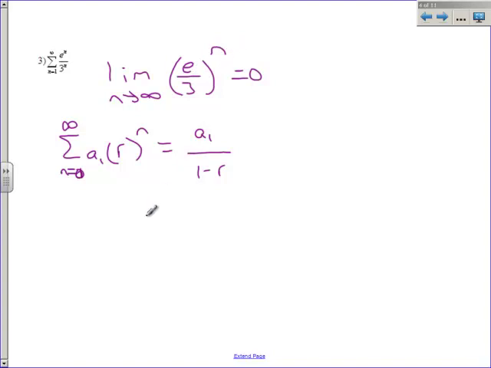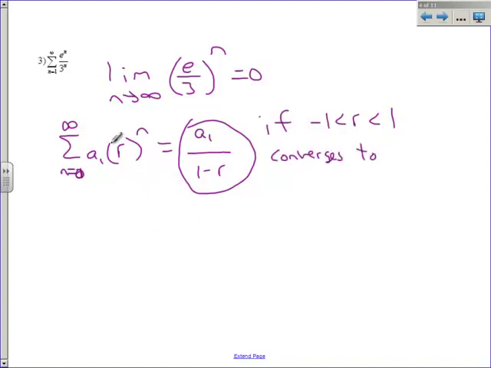If you have a geometric series, that's a fraction to the nth power, going to infinity, this will converge to this sum if and only if that common ratio is in between negative 1 and 1. And it's the first term divided by 1 minus r. This is what it converges to. So what we can say is, if you have a geometric series, a fraction to the nth power, it will converge if the common ratio or the fraction is in between negative 1 and 1. And not only that, you know what it converges to.